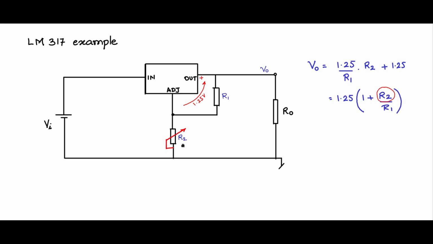If you make R2 adjustable like this, you will see that R2 in this equation is a variable, and you can get an output voltage setting at different values for different values of R2.